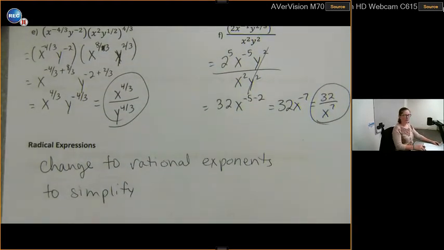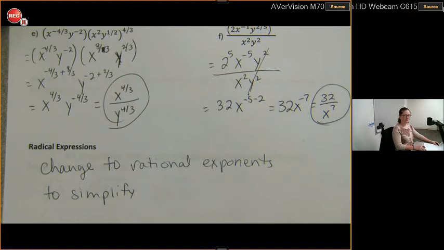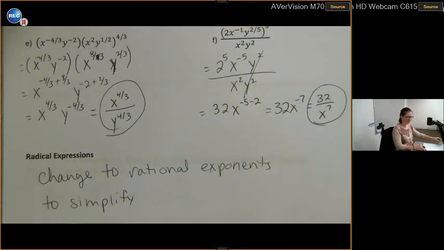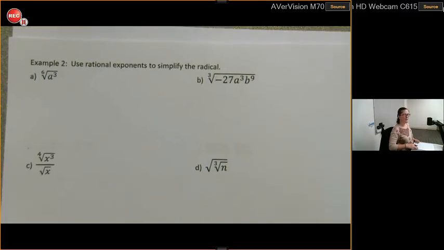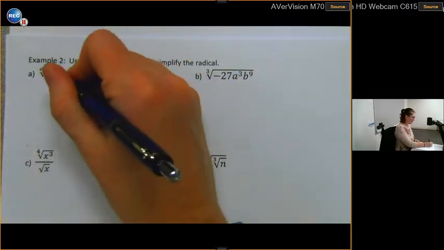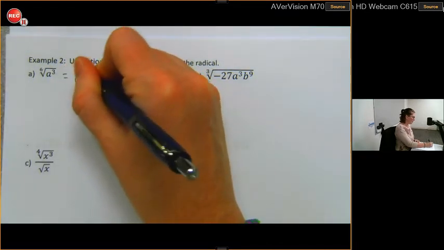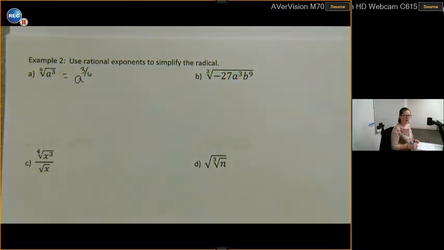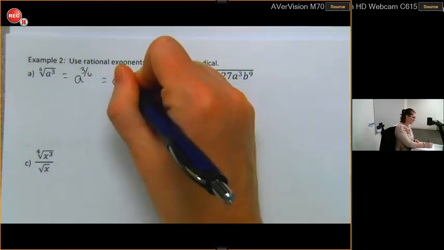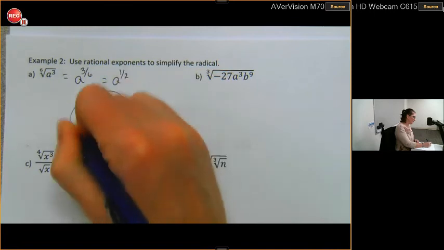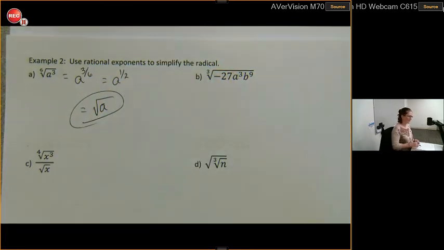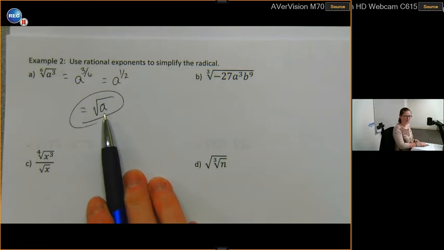When we are working with radical expressions, those are expressions with the square root sign in them, the first thing we're going to do is change to rational exponents as we simplify it. So to use rational exponents to simplify this radical, I'm going to change it to a fractional exponent or a rational exponent, simplify the fraction, and then put it back into radical form. So because I started with a radical, I'm going to end with a radical.